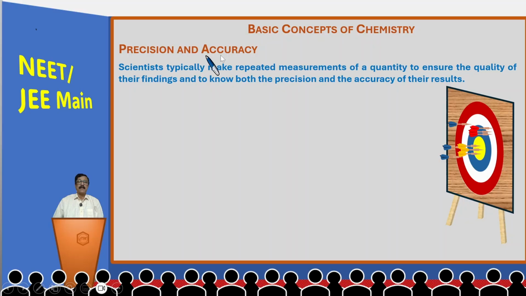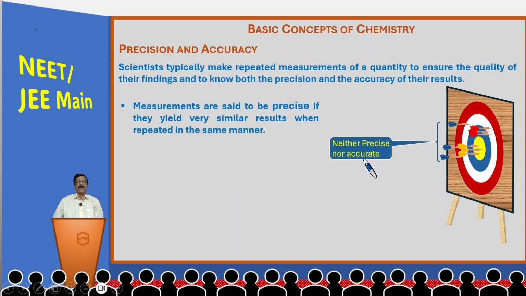We start with precision and accuracy. Scientists typically make repeated measurements of a quantity to ensure the quality of their findings and to know both the precision and accuracy of their results. Look at this dartboard. The yellow disk is the target. Darts hitting the yellow disk will be accurate. These three blue dots are outside the target, so they are not accurate. Moreover, they hit places far apart from each other. That means the repeated attempts do not yield the same result. This indicates that these are not precise. They are neither precise nor accurate.